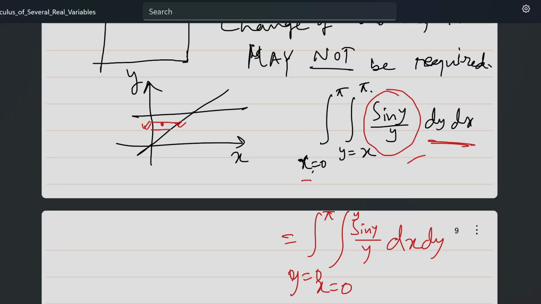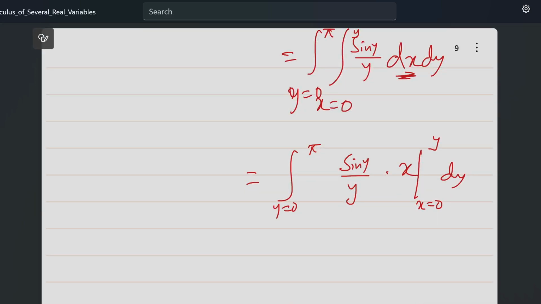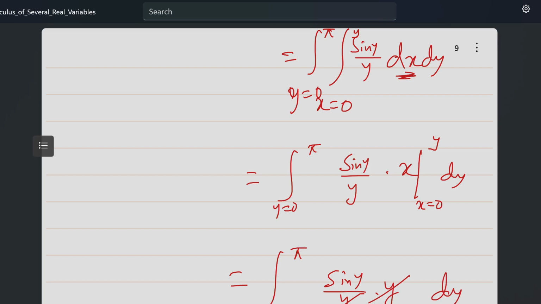If you integrate y varying from 0 to pi, sin y by y will come outside because it is integration with respect to x, into the integral of x, x varying from 0 to y, dy. So this is the integral from y equal to 0 to pi of sin y by y into y. This y cancels out. So it is nothing but the integral of sin y from 0 to pi. My answer is 2.